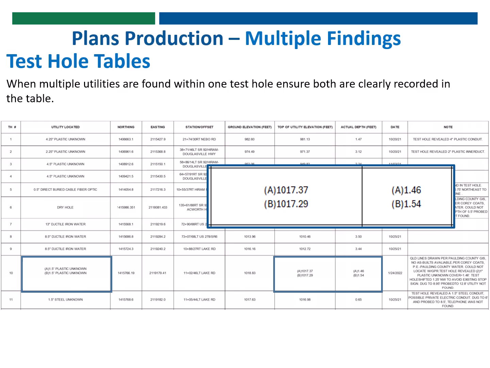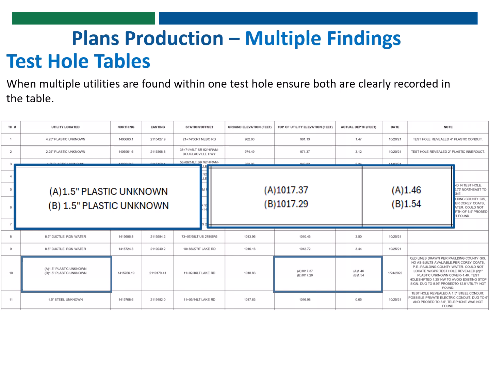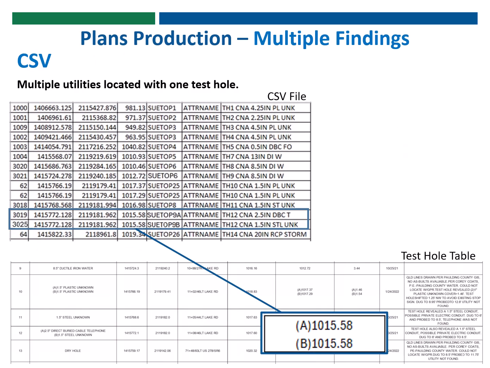When multiple utilities are found within one test hole, ensure both are clearly recorded in the test hole table. In this example, test hole number 10, there were two 1.5-inch plastic unknowns that were found, and you can see that both the top elevation and depth of each utility have been listed in the table.